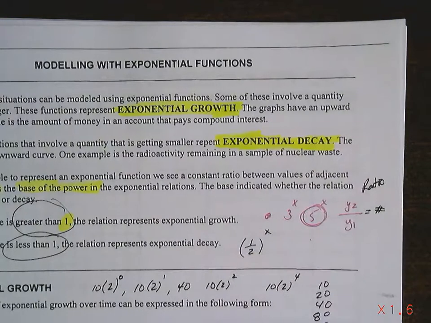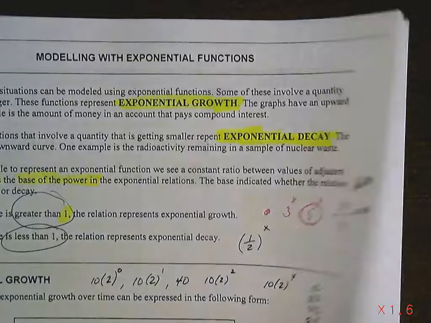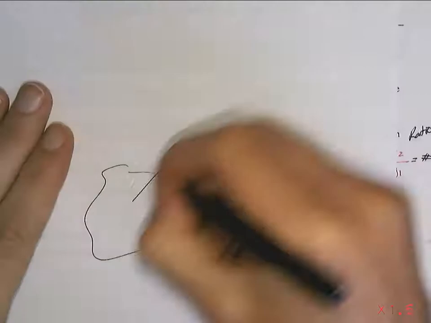So what about something that gets smaller? Well, radioactive materials get smaller and smaller and smaller. What happens is you have a material that's radioactive. And what that means, do you know what that means? It gives off energy.